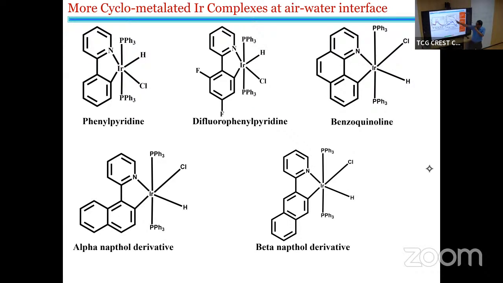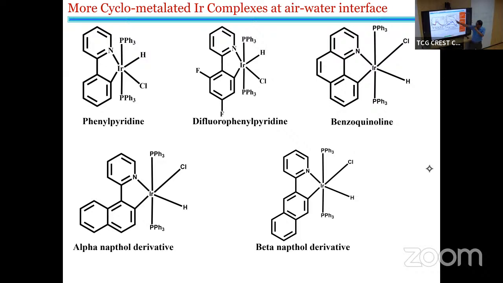We started with the phenyl. Then we added two different fluorine groups here to obtain the diphenylpyridine. Then if you change the position of the phenyl ring, you will have the benzoquinone. If you change again, if you add it here, you have alpha naphthol. If you add it here, you have beta naphthol. That means you keep the mother molecule the same, just vary the functionality a little bit.